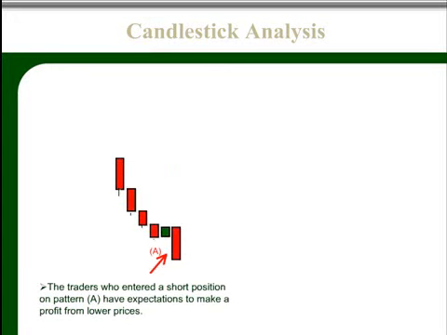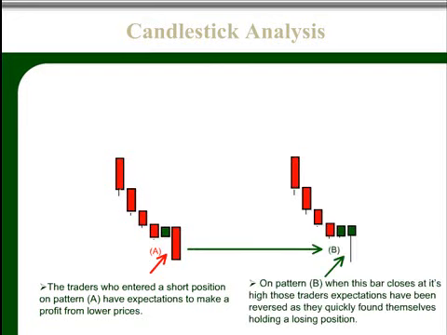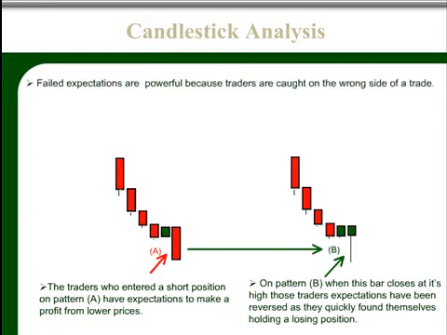The traders who entered a short position on pattern A have expectations to make a profit from lower prices. On pattern B, when this bar closes at its high, those traders' expectations have been reversed as they quickly found themselves holding a losing position. Failed expectations are powerful because traders are caught on the wrong side of a trade.